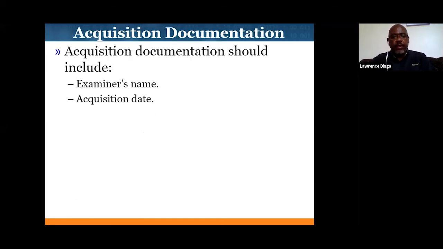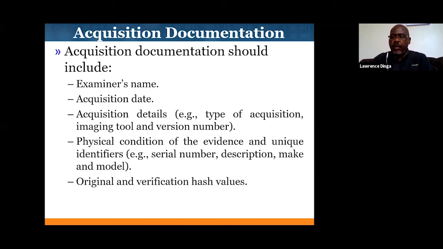So documentation, once you've done that, you need to document. Documentation is very important here. You must make sure that the examiner name is displayed, the acquisition date, the acquisition details, things like the type of acquisition that you did, whether it was physical or logical, and the tool that you used. You have to put the version number, the physical condition of the evidence and a unique identifier, like the serial number, description, make, model. This information is important, because when you go to court, these are some things that you are going to rely on.